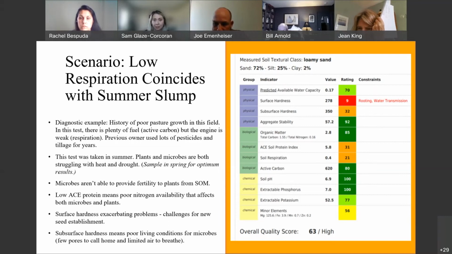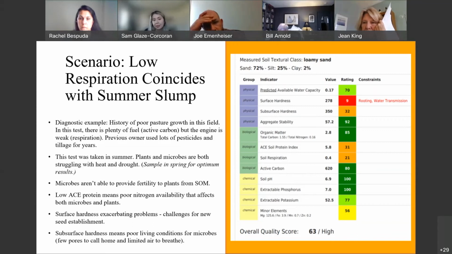I've had a few years to practice, and it's something you just have to practice. So one of the things that we see right off the bat is hardness. We have surface hardness and subsurface hardness. So this might tell us why he's having trouble getting establishment of new grasses. They're struggling.